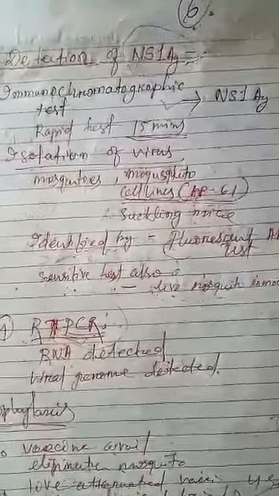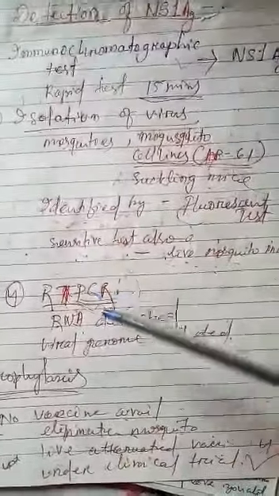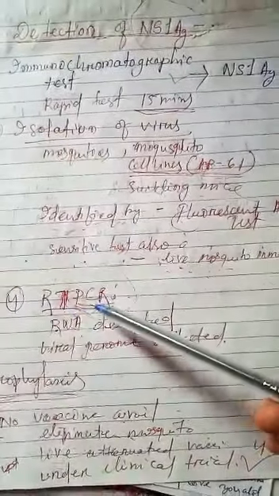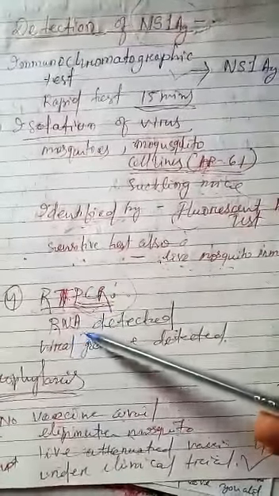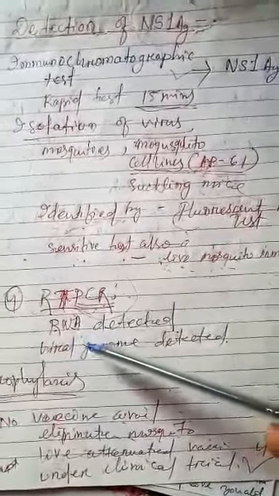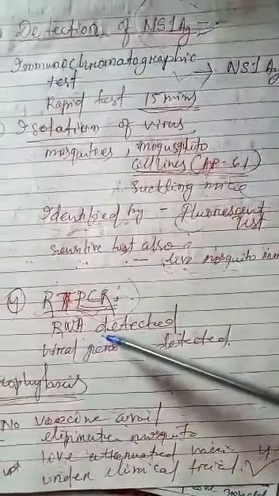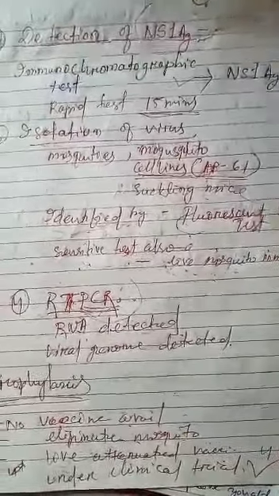The next one is RT-PCR. What do you mean by RT-PCR? Its full form is reverse transcriptase polymerase chain reaction, by which RNA can be detected in clinical specimens. Using RT-PCR, the viral genome can also be detected.